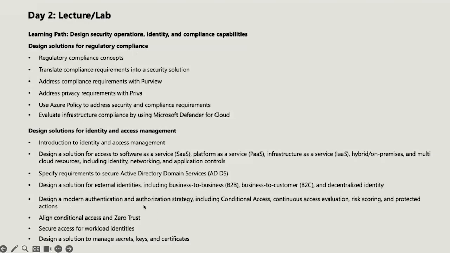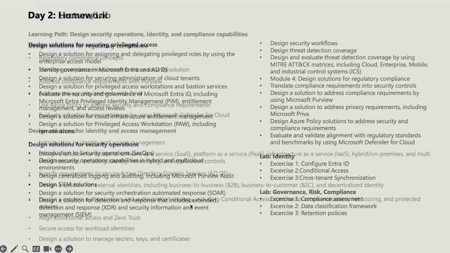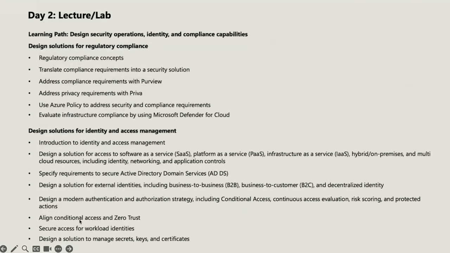What comes in modern authentication and authorization strategy, including conditional access. What is risk scoring and many other components. We're also talking about how conditional access and zero trust are aligned to each other.